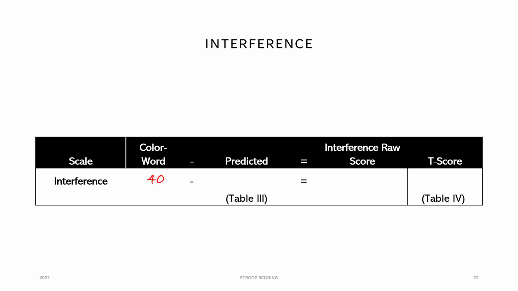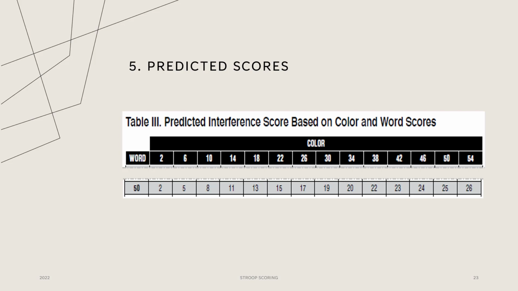We want to do the same thing for interference. Interference is a comparison of color word performance compared to what we expected that individual to get based on their color and word performance. So we first will record the color word raw score. We said this person got a 40. And now we will get the predicted score for color word, which is a function of, as I said, color and word. So we go to table 3, we get a predicted interference score.